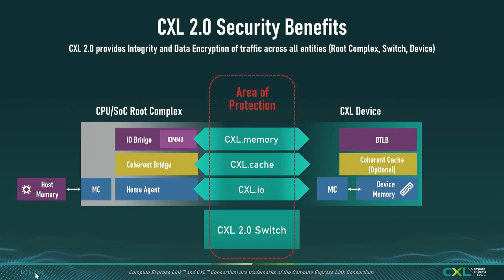CXL.io leverages the PCI Express link encryption mechanism that has come out. CXL.cache and CXL.mem also use similar mechanisms. All three protocols use the Security Protocol and Data Model, SPDM for short, from DMTF, the Distributed Management Task Force. Both PCI Express and USB use those.